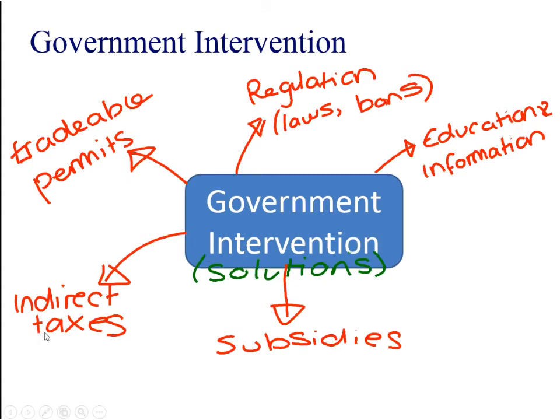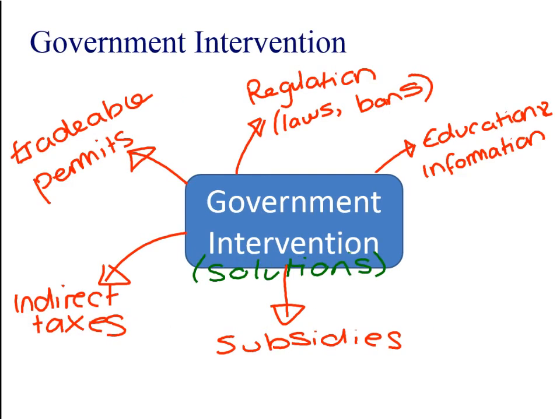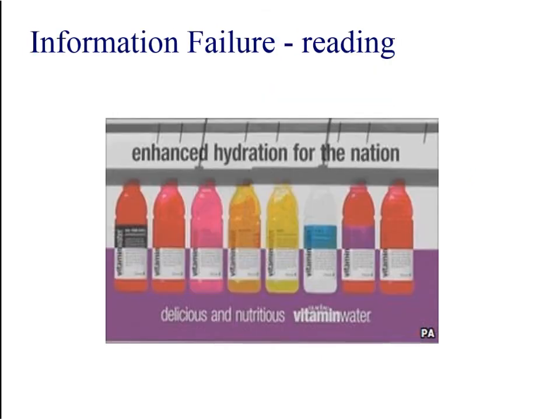So we've got indirect taxes, we've got subsidies, we've got regulation, we've got education or information, and we've got tradable permits that we're going to have a look at. Now, sometimes these work pretty well and sometimes they don't work very well. It's very much like modern day medicine. They usually do the job, but sometimes there are some side effects. And so if you have that analogy in your mind about the problems, these are the illnesses, and then these are the medicines, you should find writing your essay a little bit easier.